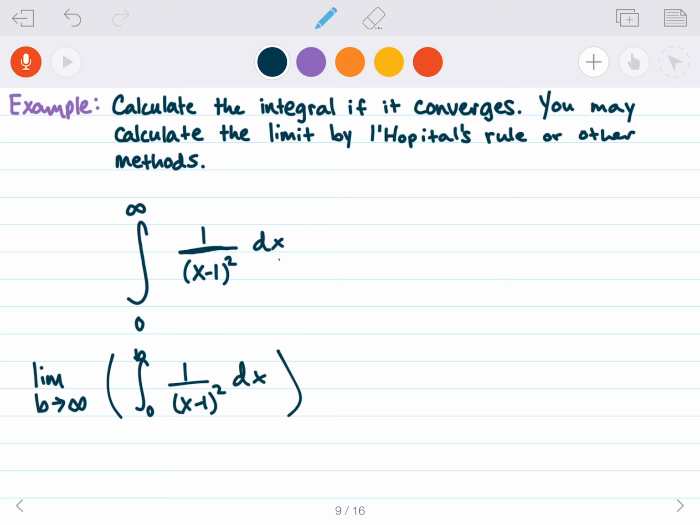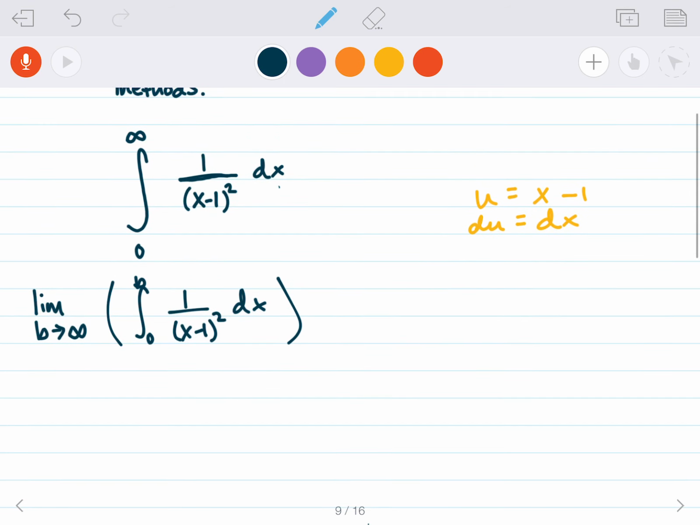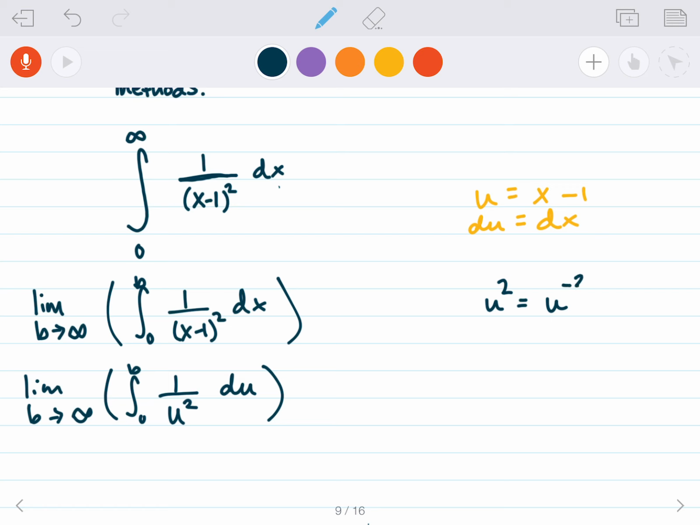From here, I'm going to go ahead and make a u substitution. I'm going to let u equal x minus 1. Therefore, du is equal to dx. And now I'm going to make those substitutions. All right, so far so good. Now u squared is the same thing as u to the negative 2. So when I integrate this guy, remember I'm adding 1 here and dividing by negative 1.